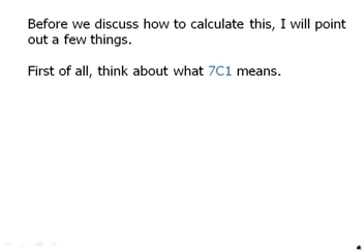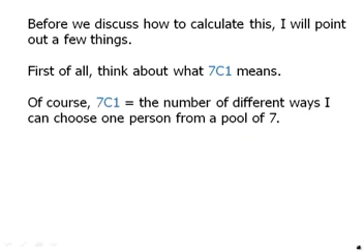Before we discuss how to calculate this, I will point out a few things. First of all, think about what 7 choose 1 means. It means we have a group of 7 people and we're going to choose one of them at random. Well, how many ways can we do that? There are 7 people, so we could pick any of the 7. There'd be 7 different ways to do it. So it's the number of ways I can choose one person from a pool of 7, so it has to equal 7. And in general, n choose 1 has to equal n. That's important idea number 1.